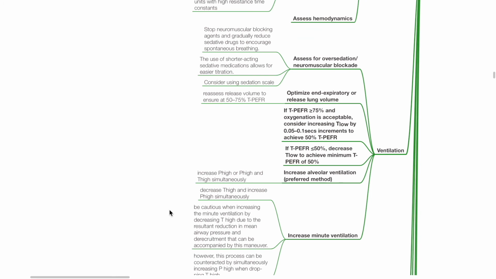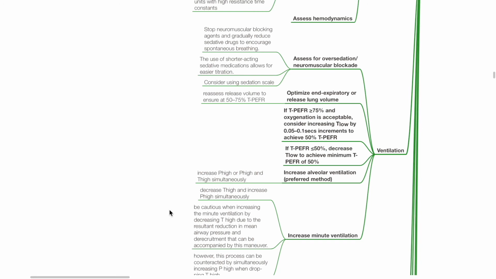Measures to improve ventilation. Assess for oversedation or neuromuscular blockade. Stop neuromuscular blockers and gradually reduce sedatives to encourage spontaneous breathing. The use of short-acting sedatives allows for easier titration. Consider using a sedation scale.